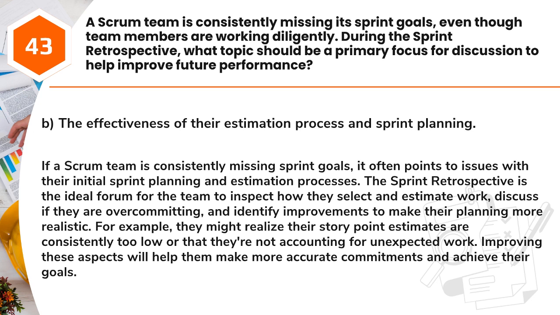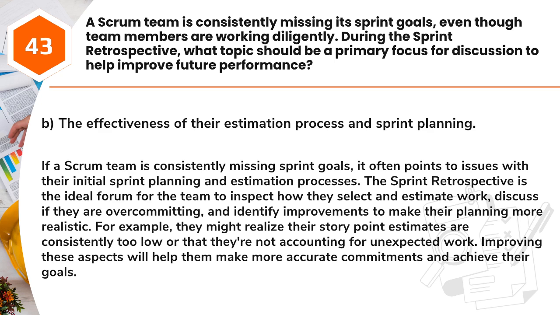Answer: B. The effectiveness of their estimation process and sprint planning. If a Scrum team is consistently missing sprint goals, it often points to issues with their initial sprint planning and estimation processes. The sprint retrospective is the ideal forum for the team to inspect how they select and estimate work, discuss if they are overcommitting, and identify improvements to make their planning more realistic.